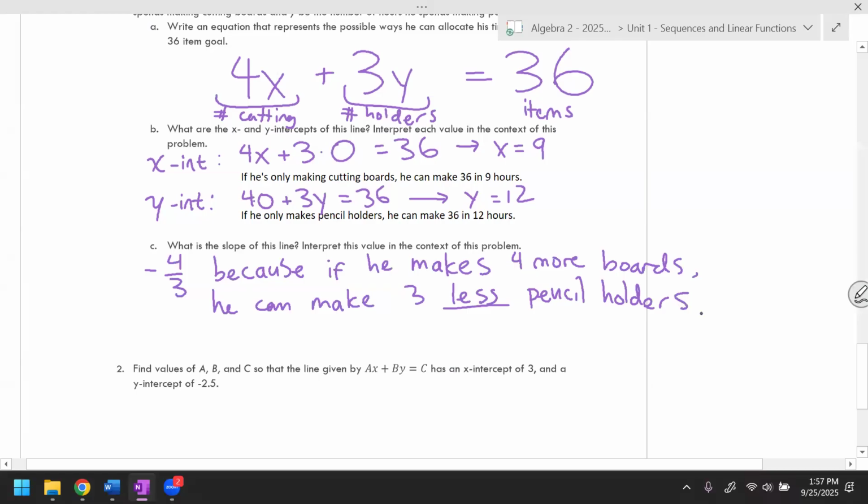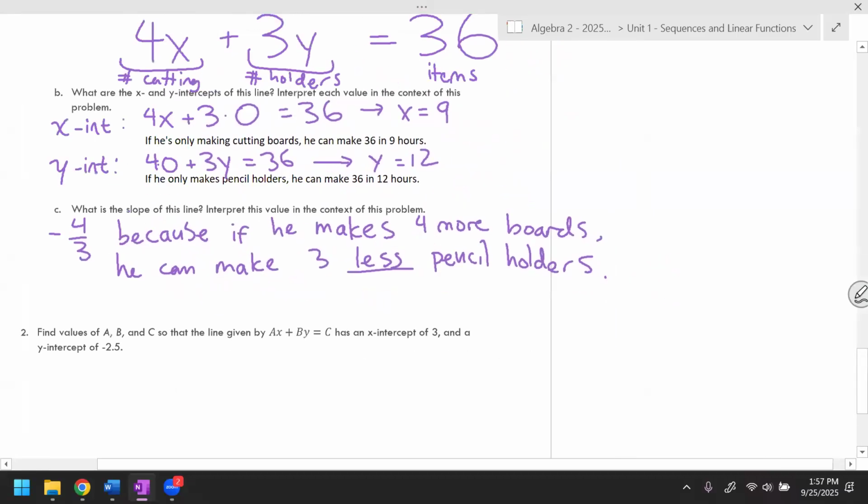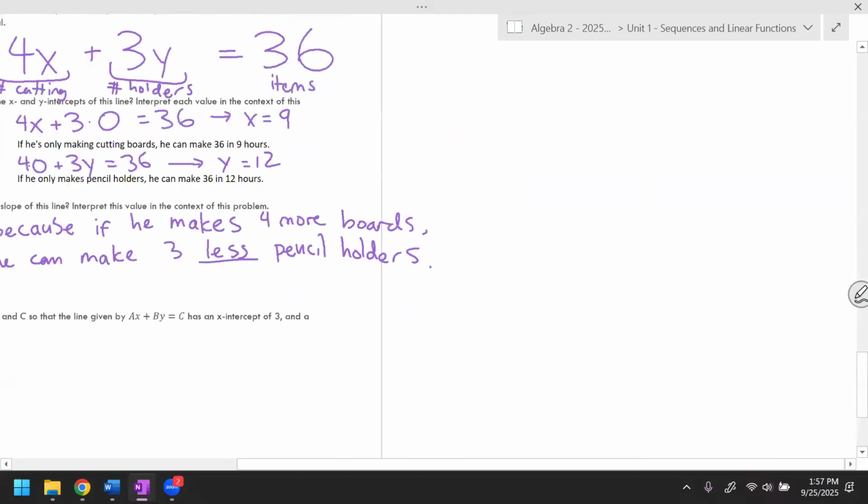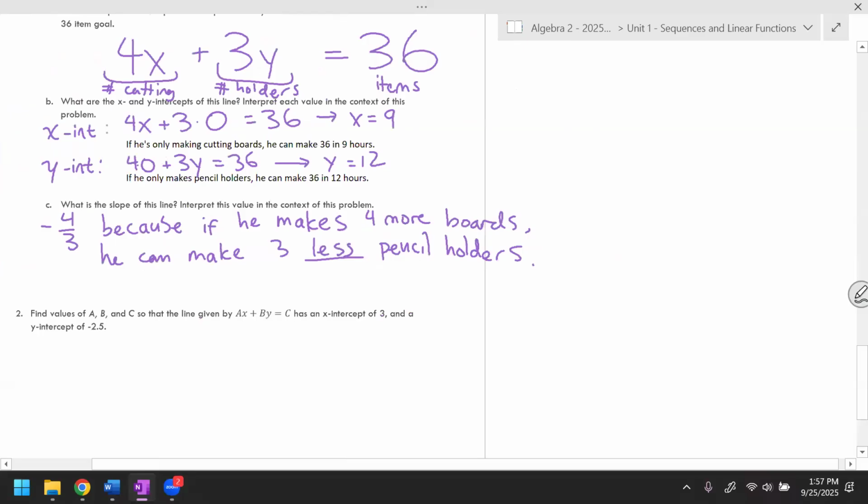Another way to do this, and I think this might have been the way you did it, Lila, you could take this 4x plus 3y equals 36 and solve for y. Right? Is that what you did? Yeah? Are you sure? Really? I used the graph.